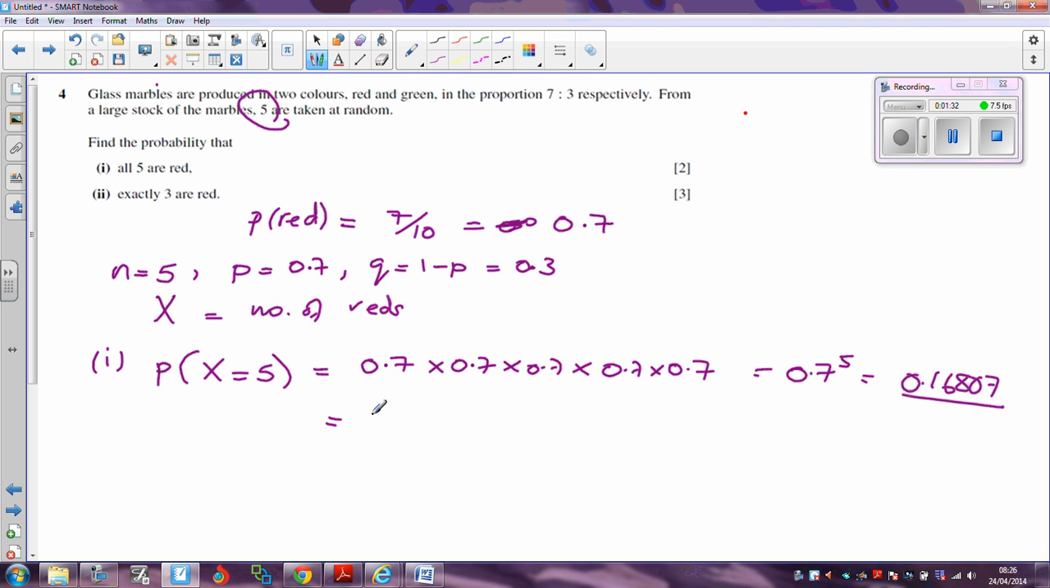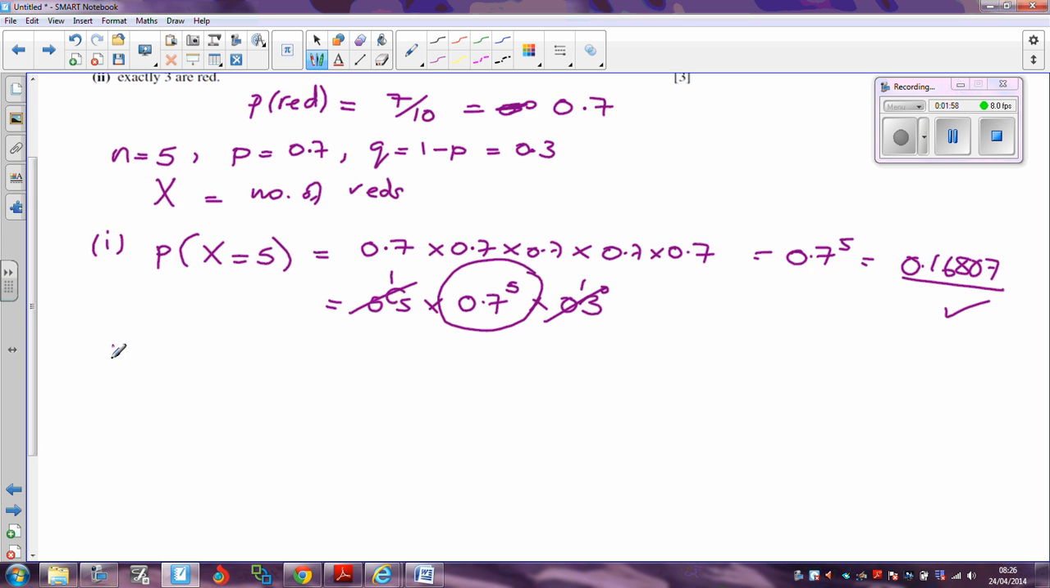Now the binomial formula says that you're going to do 5C5 times the probability of success, that's 0.7 to the power 5, multiplied by 0.3 to the power 0. Well, that's actually just 1. And 5C5, if you work it out in your calculator, is also just 1. Again, we've just got to work out 0.7 to the power 5. And again, you get the 0.16807.